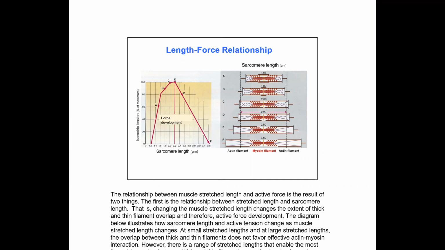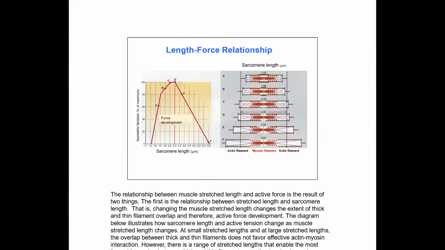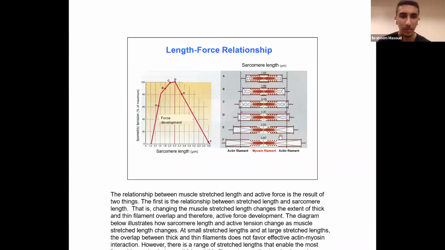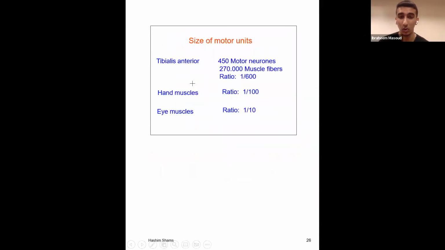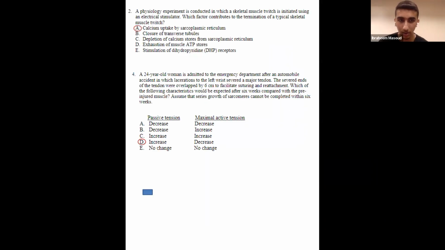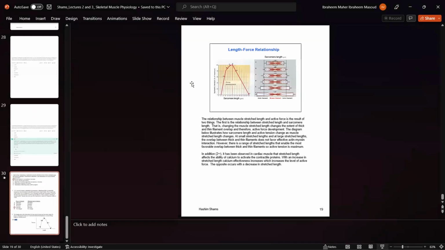It's at the optimal length. Which one in the graph? Which letter in the graph? The one that has maximum tension. Say the letter. It's A, B, C, D, E. You can see them, right? C. You got it. Now we will go back to this question. Which one's the optimal? Yeah, C. It's very simple.